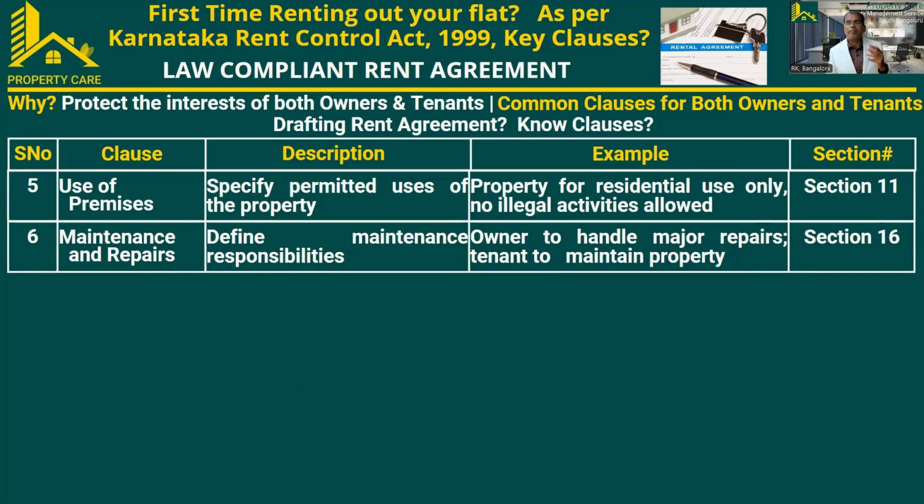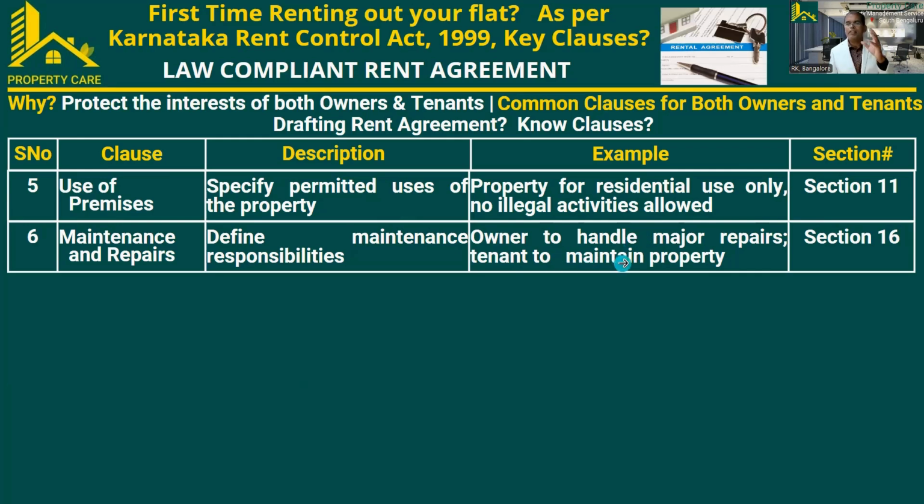So maintenance and repairs. When there is maintenance and repairs, how is that taken care of? The owner handles major repairs and the tenant maintains the property. Major repair means, suppose the geyser's life is over, 5 years, 8 years over, so a new geyser has to be fitted. That is something the tenant will not take. That replacement has to happen, and the owner takes it.